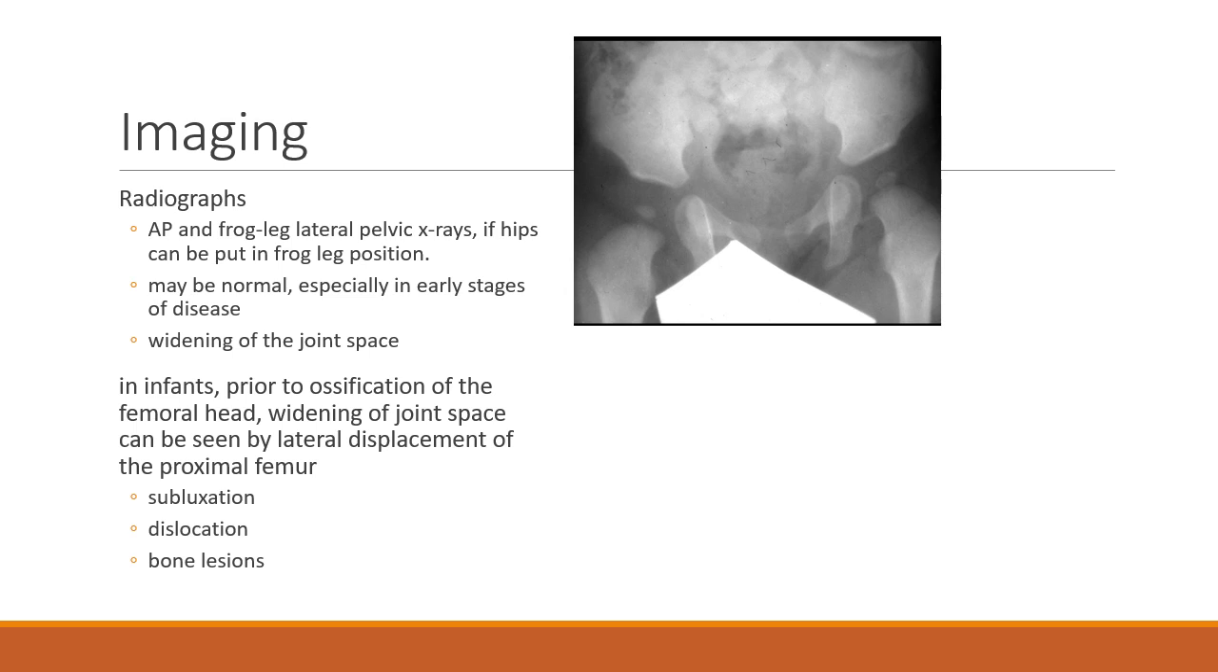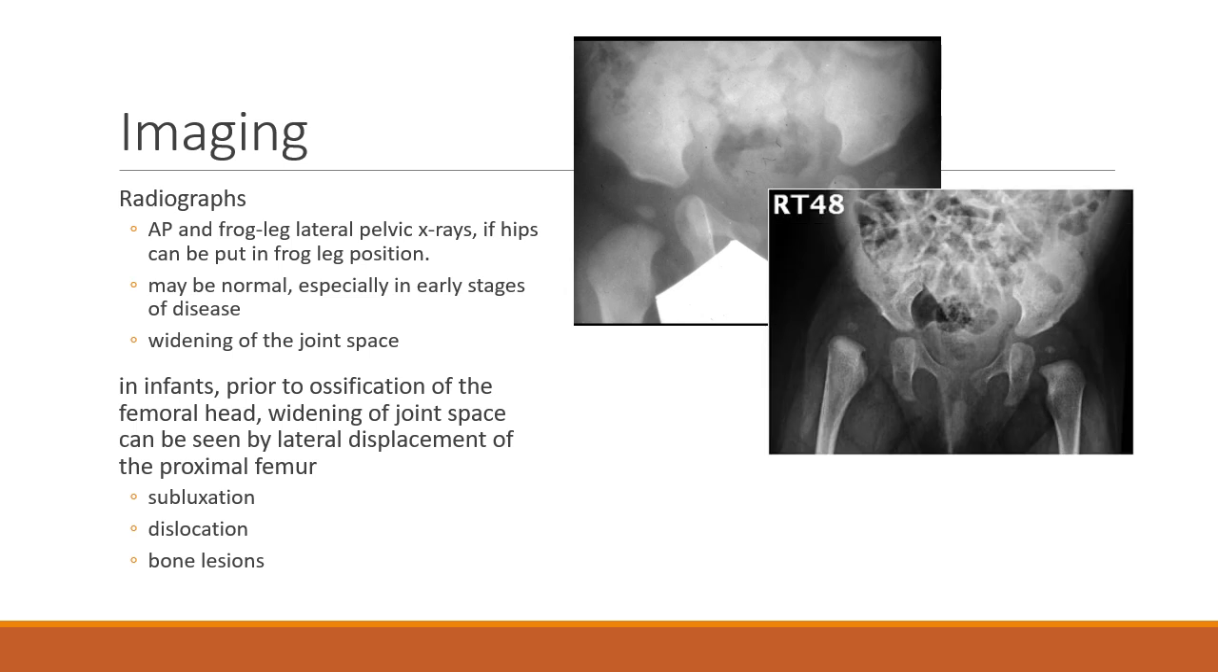Before the appearance of this ossific nucleus that you can see on this X-ray, the only thing that you can notice is a lateral displacement of the femur itself, of the femur shaft, due to the effusion and collection of fluid. It might present as a subluxation of the joint or even a dislocation, as it appears on the right side of this hip joint.